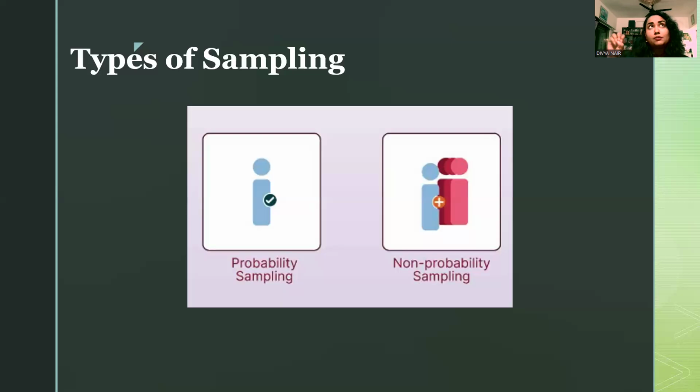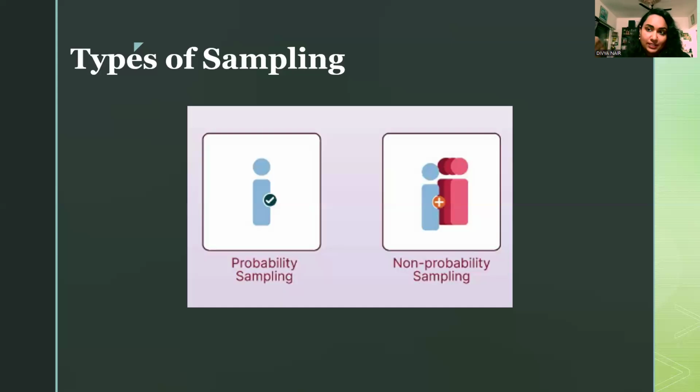You have taken up a particular sample on your own discretion. That means over here, a researcher's role is quite important. When the sample is selected on the basis of the researcher's discretion, it usually goes to non-probability sampling. And over here, the chances of bias are more.